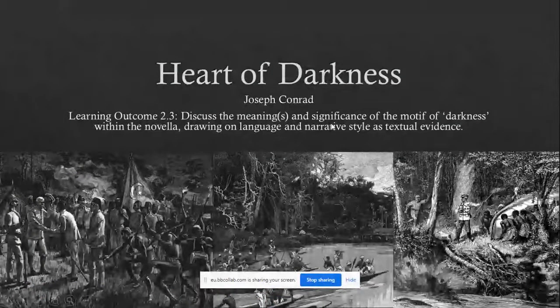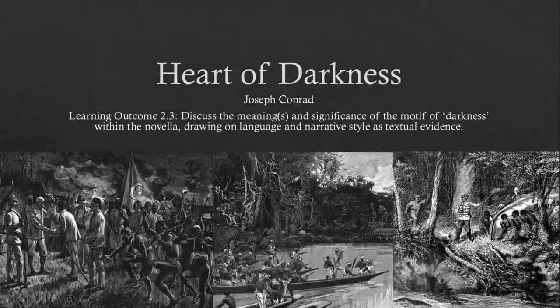So the section we're doing now is Learning Outcome 2.3, and it's to discuss the meaning and significance of the motif of darkness within the novella, drawing on language and narrative style as textual evidence.